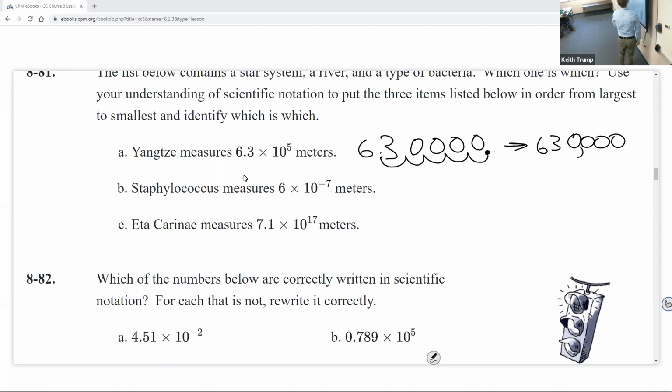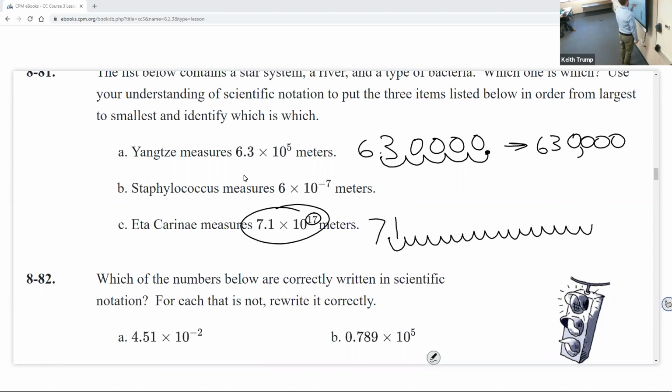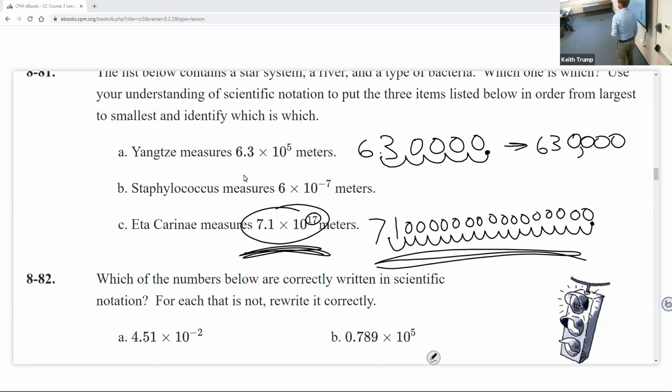Interesting. So taking a look now at the size of this bacteria, well, let's go ahead and do the star system first. So we have 7.1, and then we are going to move the decimal to the right 17 places. Ouch. 1, 2, 3, 4, 5, 6, 7, 8, 9, 10, 11, 12, 13, 14, 15, 16, 17. All right. And then I'm going to fill that in with zeros. Wow. That is a huge number. A lot nicer to write it like this than like this. Okay, so that's how scientific notation works when the exponent is positive, positive 5, positive 17.